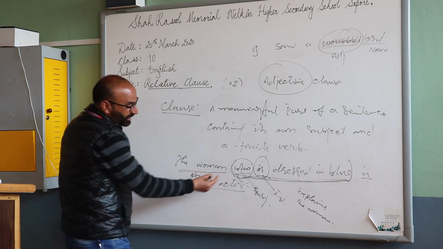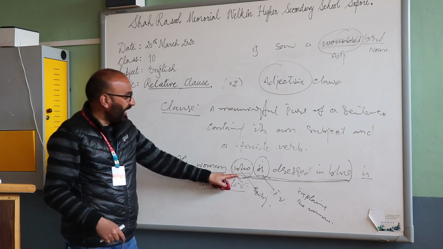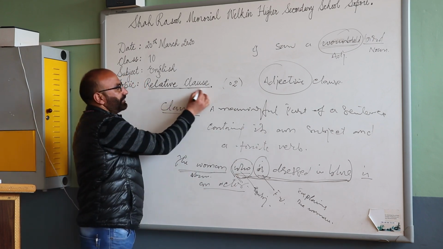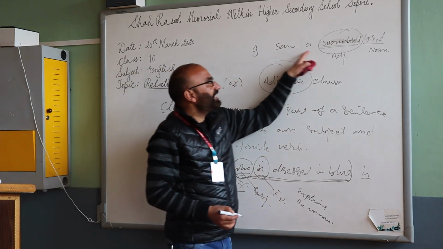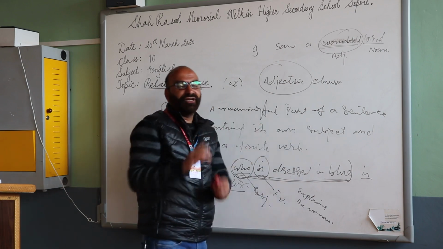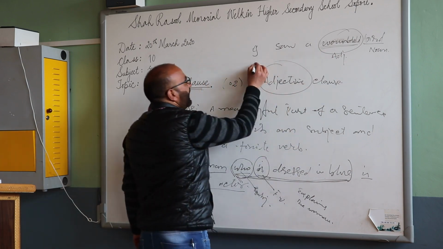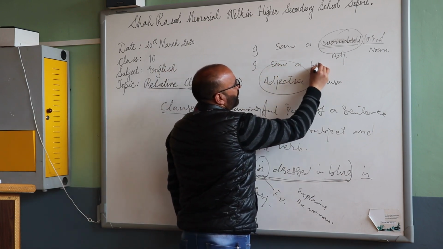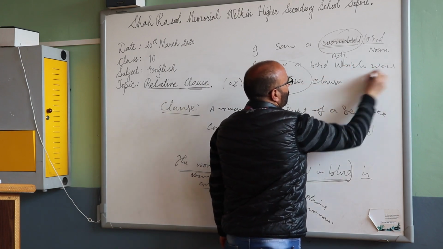But when it comes in the form of a group, that group contains a subject and a finite verb, that's called a clause. Let's see here. I saw a wounded bird. I can change it into a clause. This is a word adjective. I say, I saw a bird which was wounded.